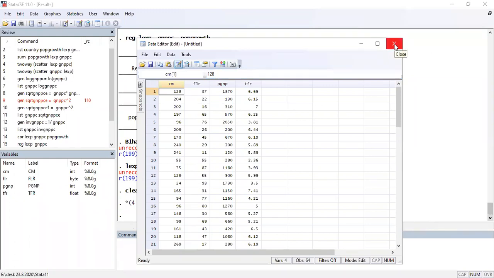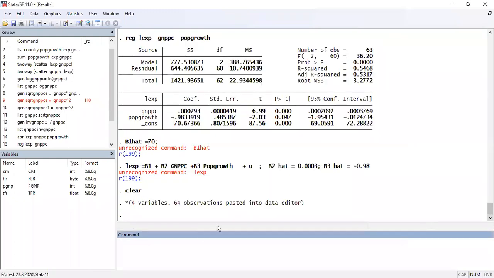You don't have to save it separately. That means we have to create a table first in Excel and then copy. If you want to do your research, you collect data, and then you create that Excel sheet.